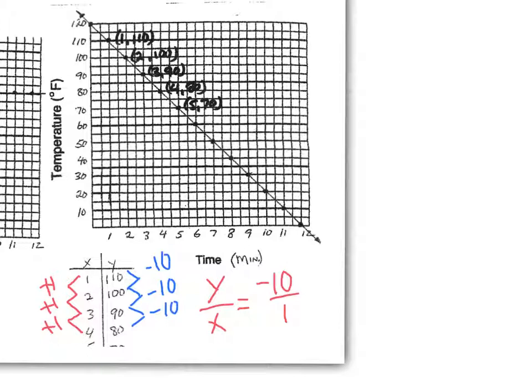What does that mean? It means going down 10 degrees for every minute. So without looking at the graph, you can tell your oven is cooling off at a constant rate of 10 degrees per minute. And when you graph this, you'll see it's a negative slope that goes in this direction as our oven is cooling off.